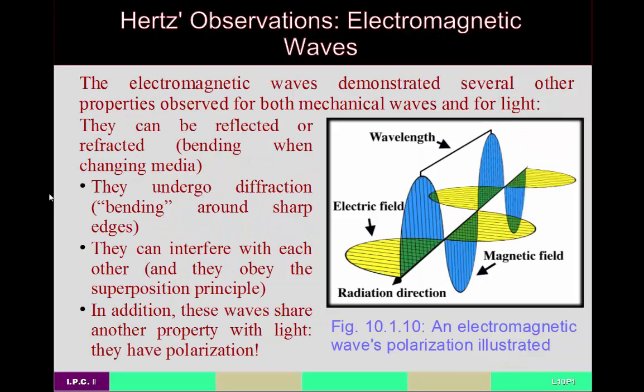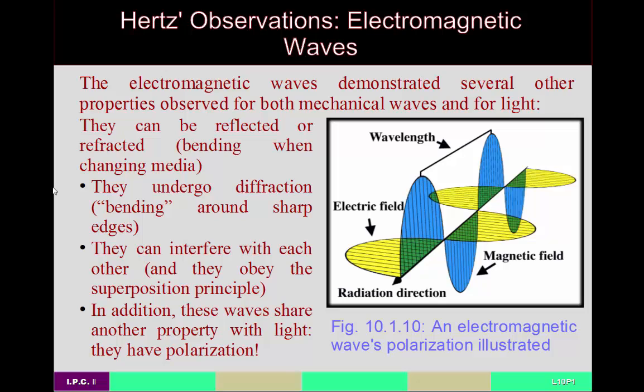So there were several properties that they found for these electromagnetic waves, which actually basically were similar to properties that had already been observed for light. For one thing, they found that you can reflect or refract an electromagnetic wave of any type. Refraction basically means that when you change from one medium to another, the wave bends. And so the direction of propagation actually shifts as you go from one medium to another.